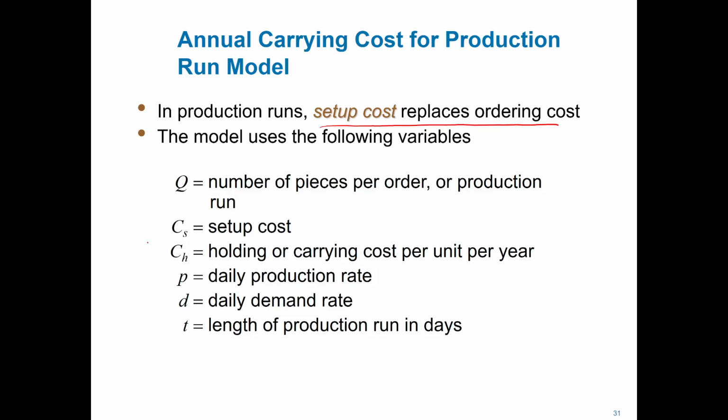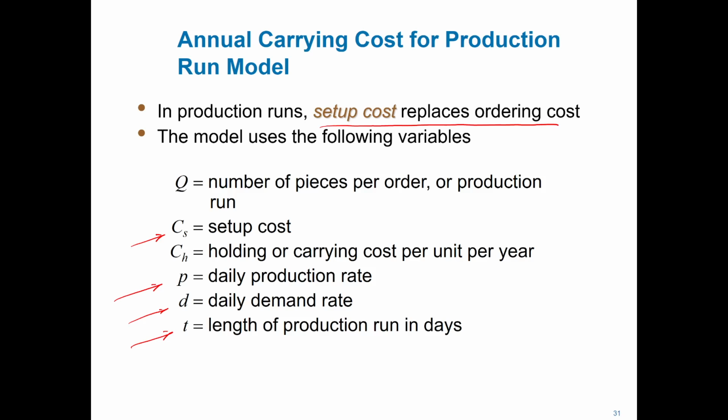We are using another symbol here. Instead of C0, we are using CS. Q is the same as the number of pieces per order, or production run in this case. CH is the holding or carrying cost per unit per year. Now we have another variable added, which is the daily production rate. P is equal to the daily production rate. D is the daily demand rate, which we have seen earlier. We have also added T in the model, another symbol. T is equal to the length of the production run in days.